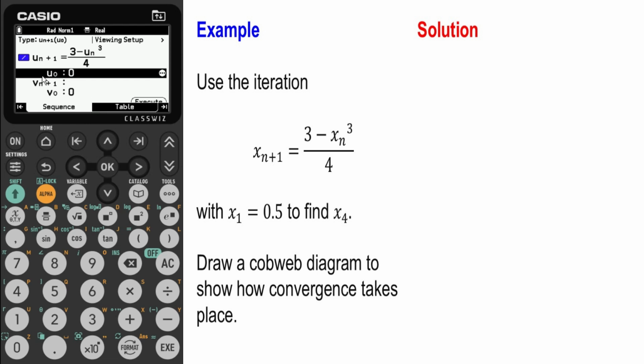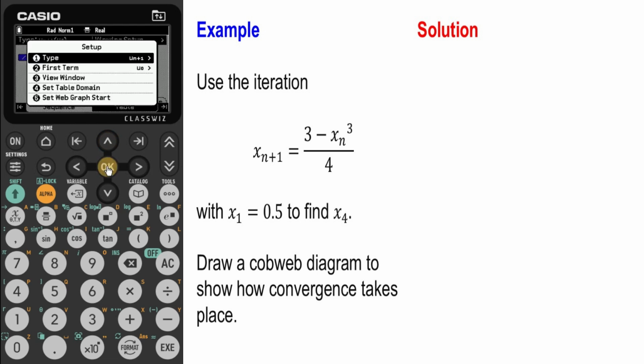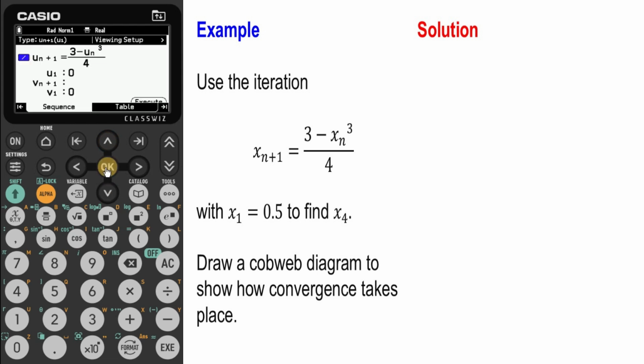Now, here we've got u_0. We want to change that to u_1. If I go to viewing setup, the first term is u_1. Now, our first term is 0.5.